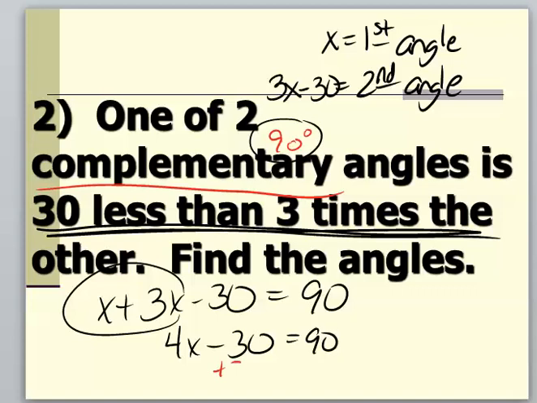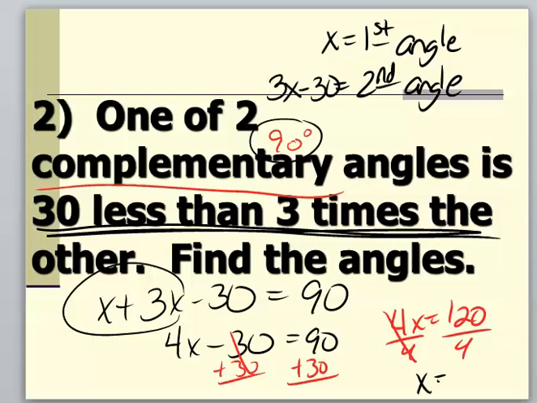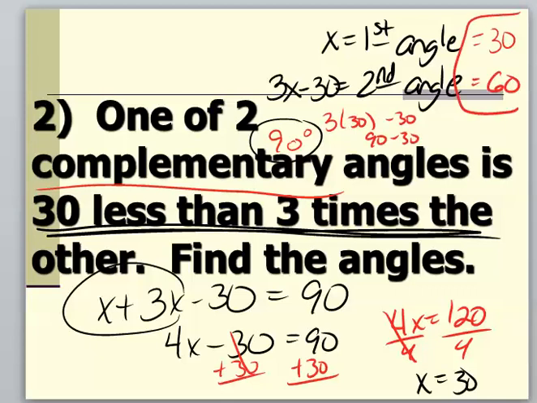We need to get x by itself, so we're going to add 30 to both sides. So 4x equals 120, and if we divide by 4, we find that x is 30. So our first angle x is 30 degrees. To find the second one, you're going to plug in 3 times 30 minus 30, so 90 minus 30 is 60 degrees. These two angles are 30 degrees and 60 degrees.